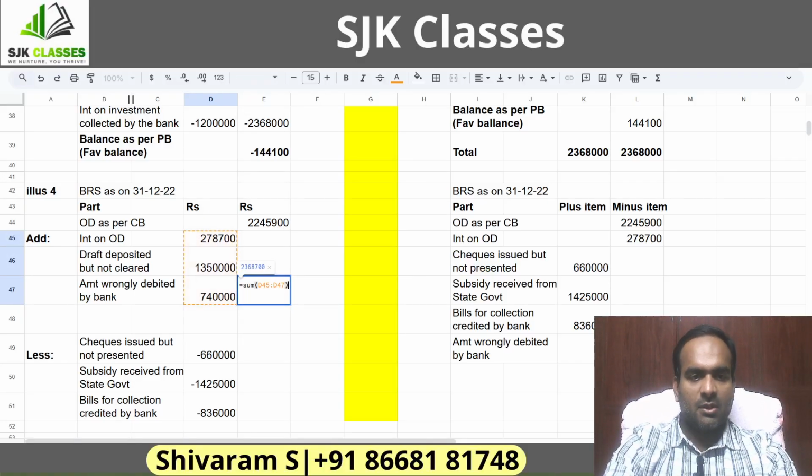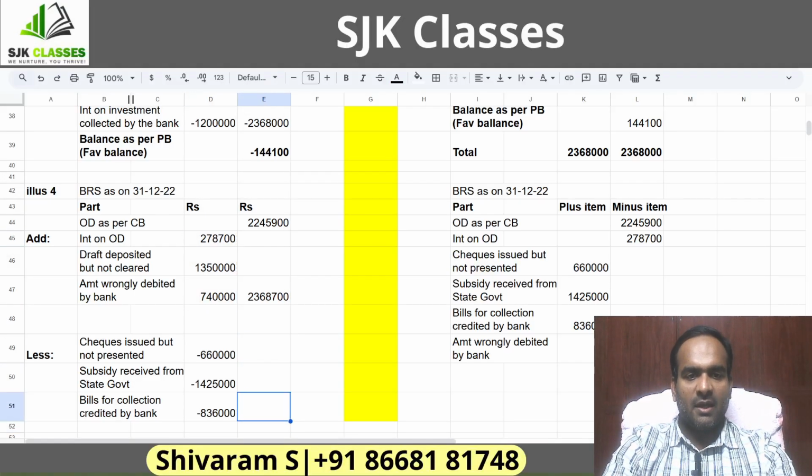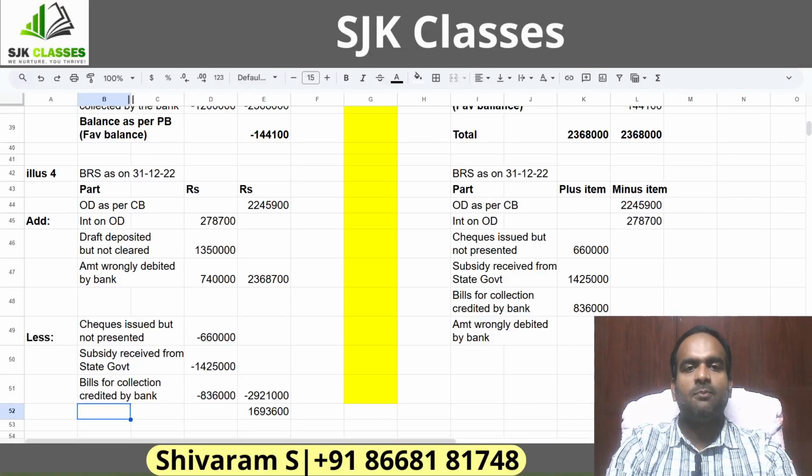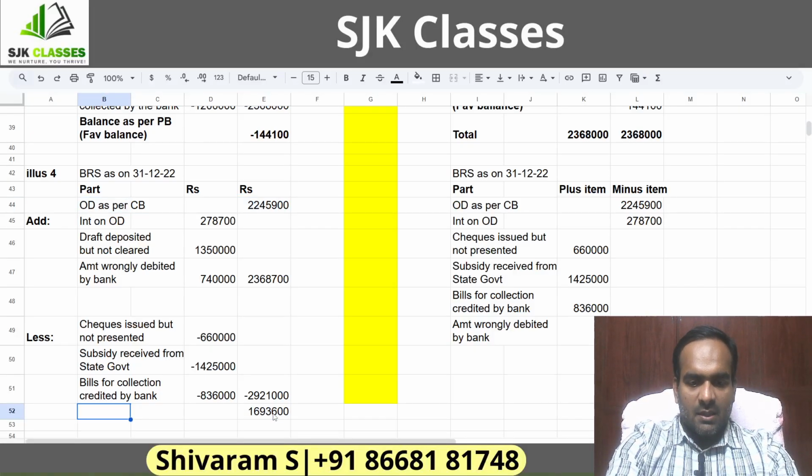If you add up all this amount in the plus section, it comes to 23,68,700. And in the negative part, the amount comes to 29,21,000. Now what is the final answer? 16,93,600. Now what is the meaning of this point? It means that this is an overdraft because I took my opening balance as positive, which was an overdraft. The resulting answer is also positive for me. Then it means this is also an overdraft only. So in this question, this balancing value is nothing but OD as per passbook.